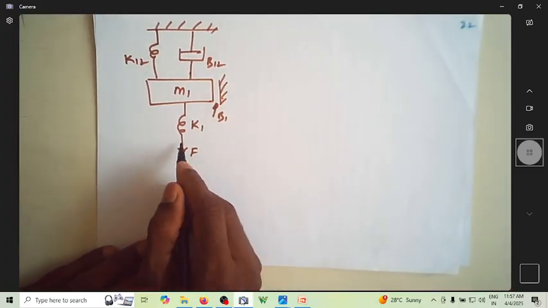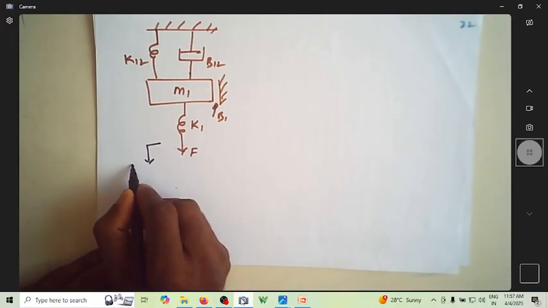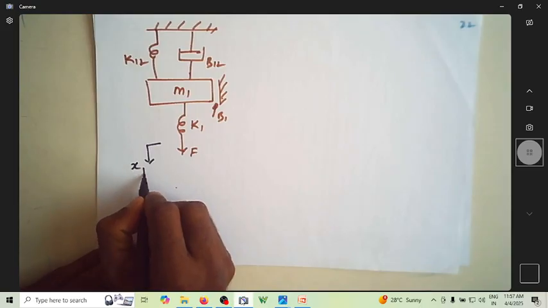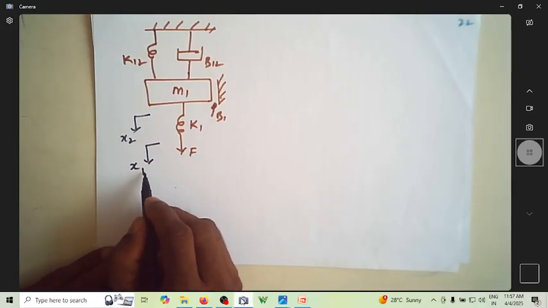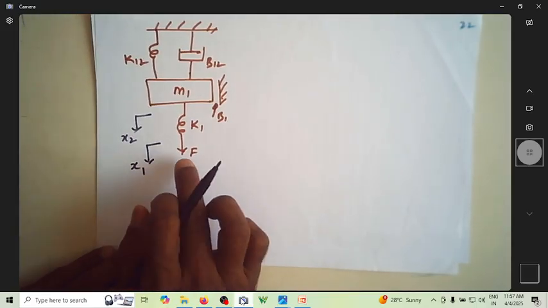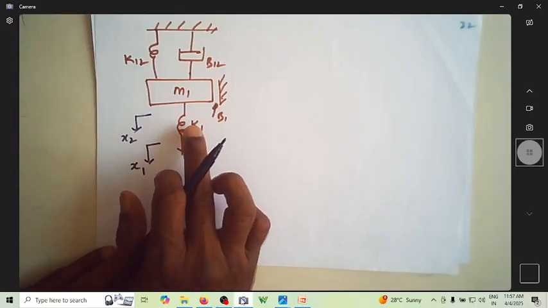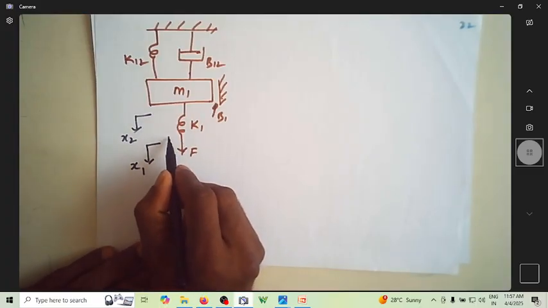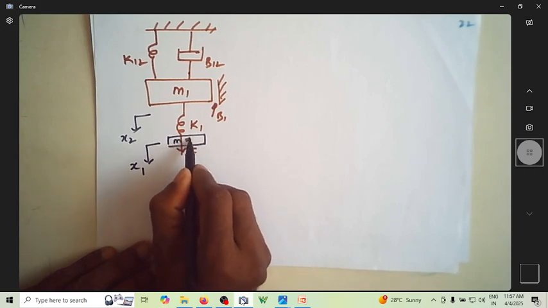Since the force is applied here, there is a displacement on this end of the spring, which is x1. On the other end of the spring, it will go by x2. The same displacement will happen here also. So the displacements you have now are x1 and x2. Whenever you have the force applied directly to this spring, you can think of adding a dummy mass with m equal to 0.